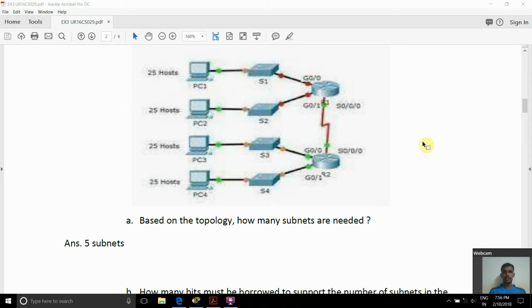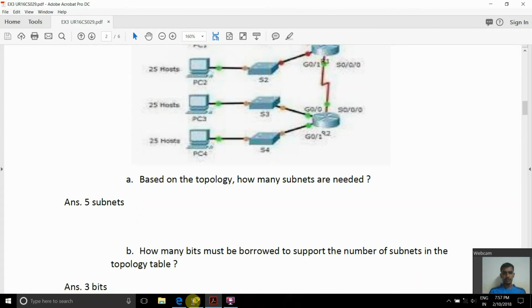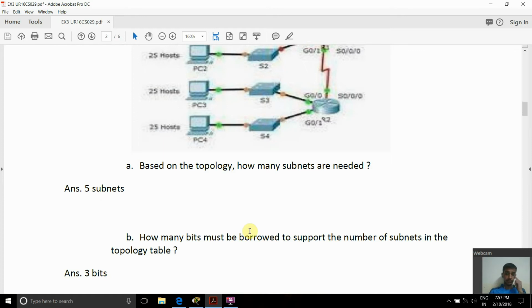It's going to be about subnetting. So I have a few topologies here and some questions. So let's try to answer them. For this topology, the first question is how many subnets are needed? The number of subnets needed depends on the number of interfaces the router is connected to. So if we count, we get 1, 2, 3, 4, and 5. So therefore 5 subnets.